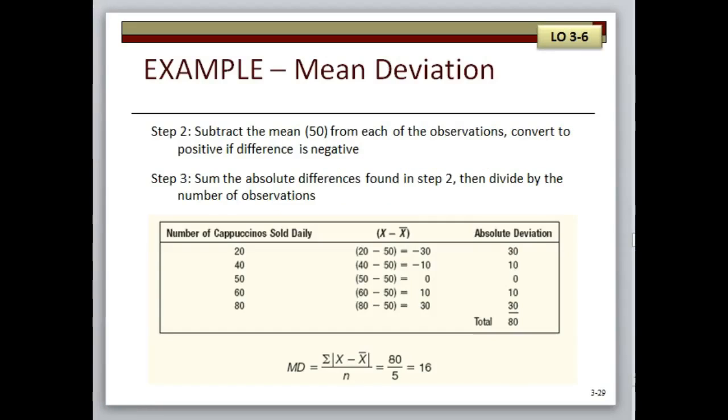After computing the mean, it is subtracted from each of the 5 observations. All resulting differences are reported in the absolute term, that is, as positive numbers. So the absolute differences are added. The sum, 80, is divided by the number of observations, 5, to obtain the mean absolute deviation of 16.